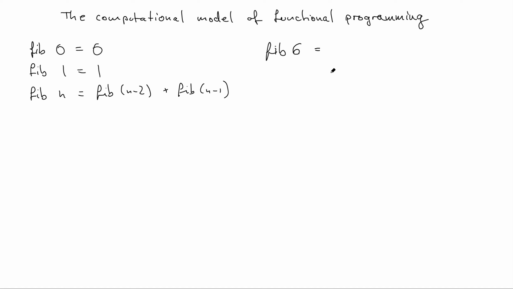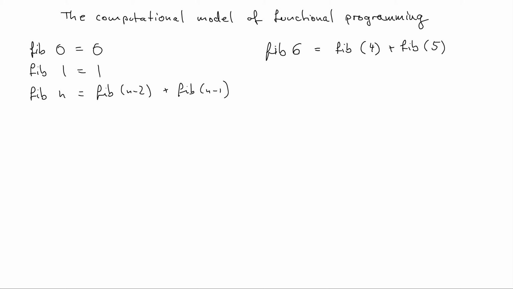So this is called pattern matching. On the left-hand side of the third equation, we have the pattern fib of n, and we can match the n against the 6. And so then we can replace fib of 6 by the right-hand side of the equation, where n is now 6. So 6 minus 2 is 4, plus fib of 6 minus 1 is 5.